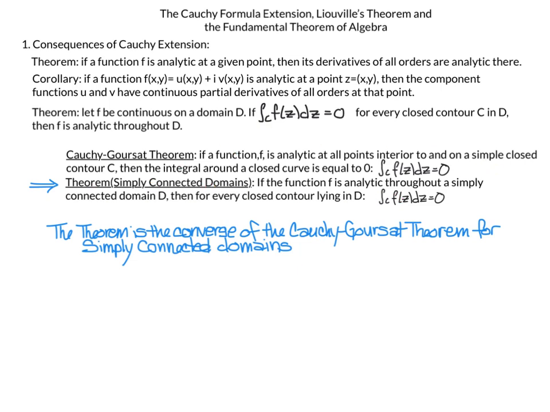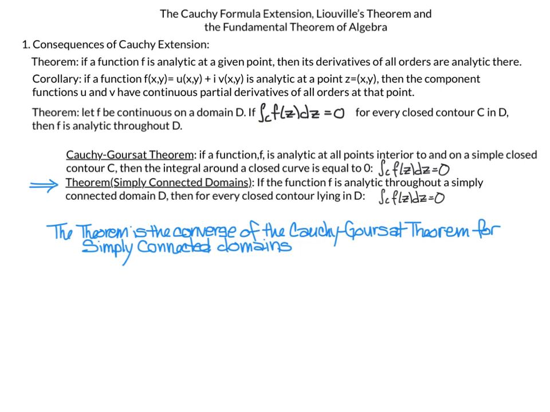So Cauchy-Goursat says if a function f is analytic at all points interior to and on a simple closed contour C, then the integral around the closed curve is equal to 0. And for simply connected domains, if the function f is analytic throughout a simply connected domain D, then for every closed contour lying in D, the closed contour integral is equal to 0. And so this theorem here, because it doesn't talk about being analytic at all points interior to and on the simple closed contour, we have to compare it to the simply connected domains theorem. So if f is analytic throughout a simply connected domain D, then for every closed contour lying in D, the closed contour integral is equal to 0.